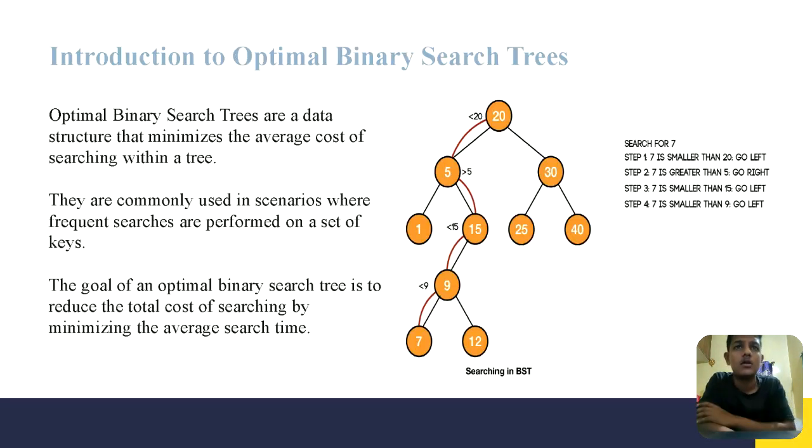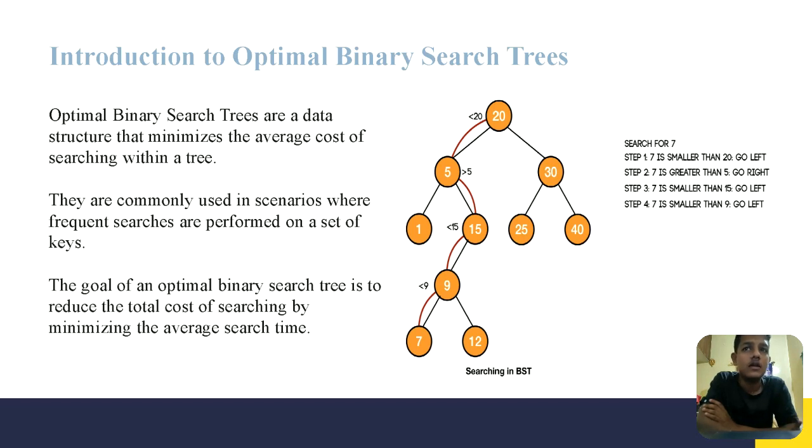So what are optimal binary search trees? Introduction to optimal binary search trees. Optimal binary search trees are a data structure that minimizes the average cost of searching within a tree. They are commonly used in scenarios where frequent searches are performed on a set of keys.